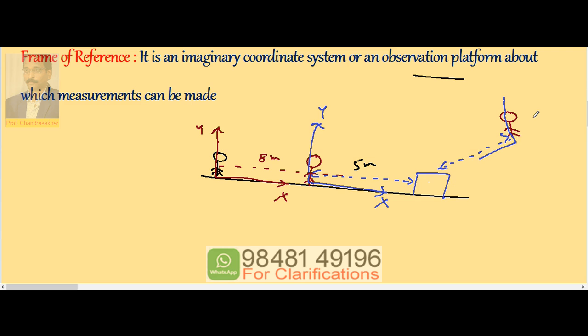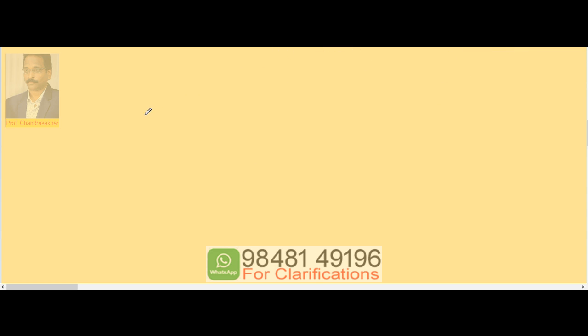So whenever we want to take measurements or observe any body, we are going to take the help of a coordinate system. This kind of imaginary coordinate system is called reference frame or an observation platform. You are feeling that you are at the origin and this is the observation platform. So an imaginary coordinate system or an observation platform about which measurements are made is called a frame of reference. In nature we can define two types of frames: inertial frame and non-inertial. Non-inertial is also called accelerated.